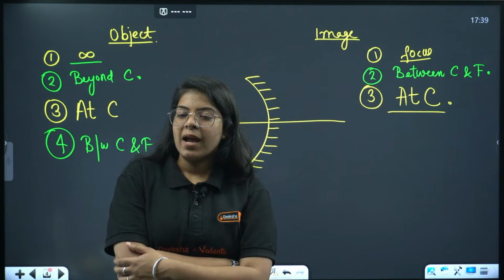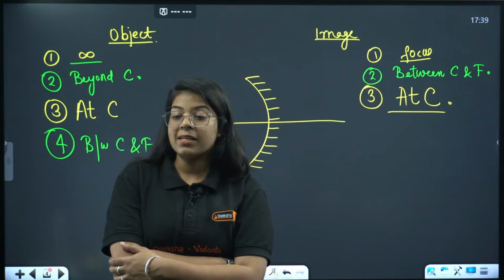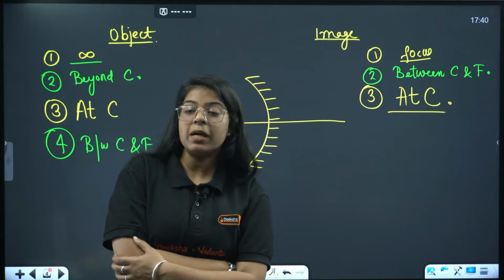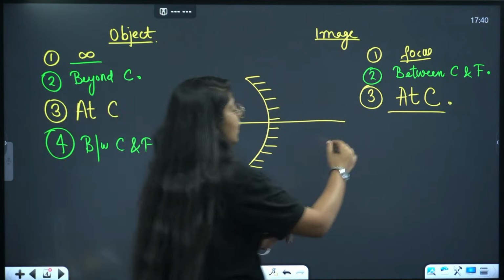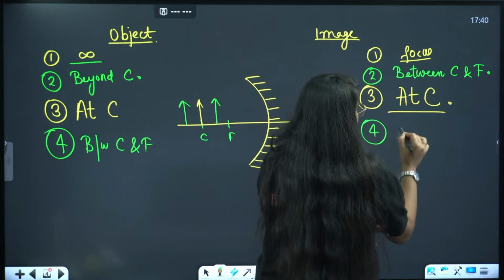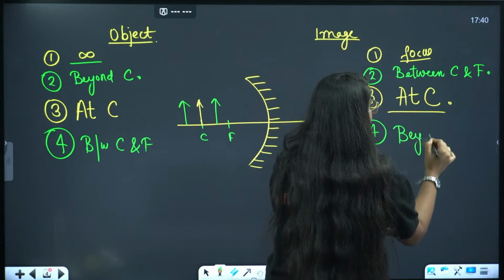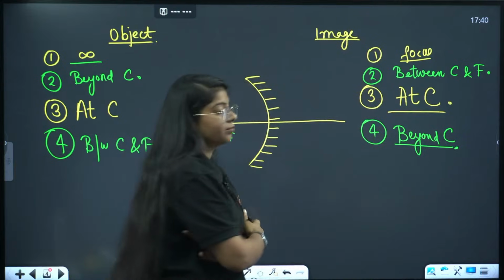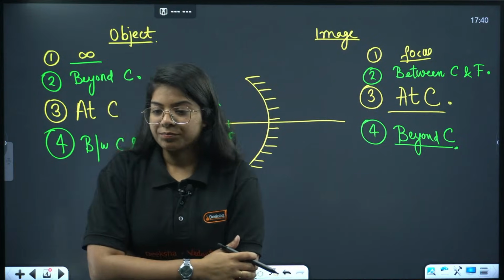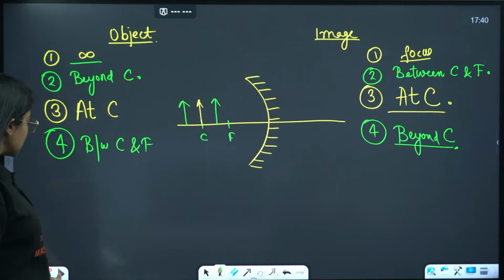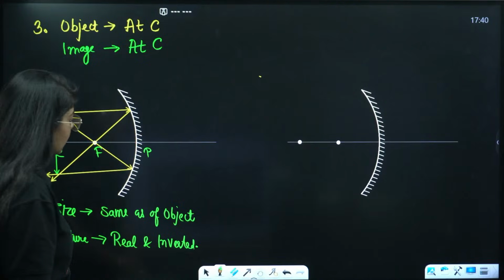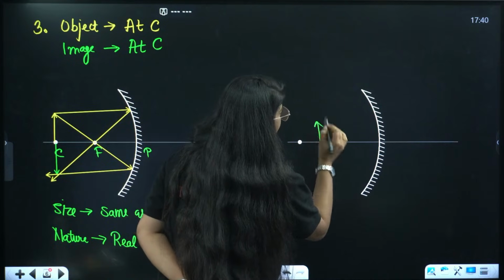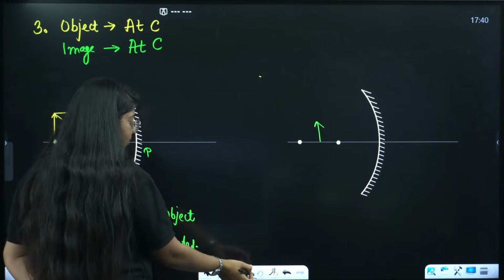Beyond C, and image will be inverted and size is enlarged. Okay, Yuan is saying that the image will be beyond C. ठीक है, Mikasa is also saying that the image will be beyond C. चलो देखते हैं. Let's see if you are right or wrong. So first the object is between C and F. ठीक है, done है इतना तो.